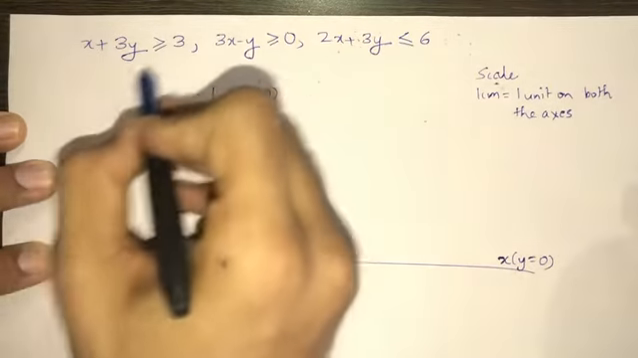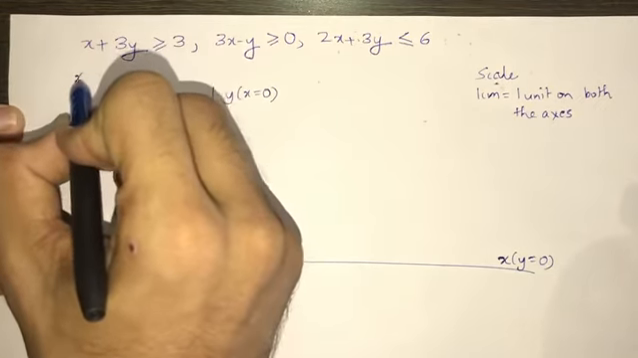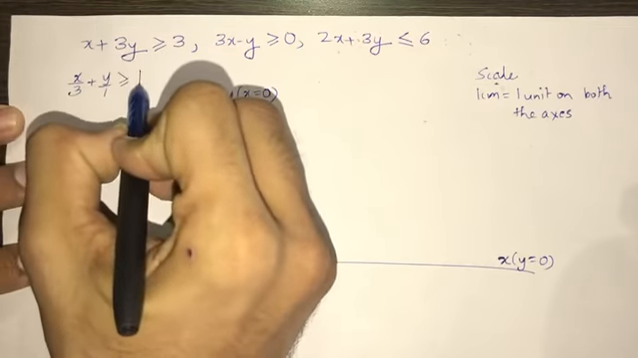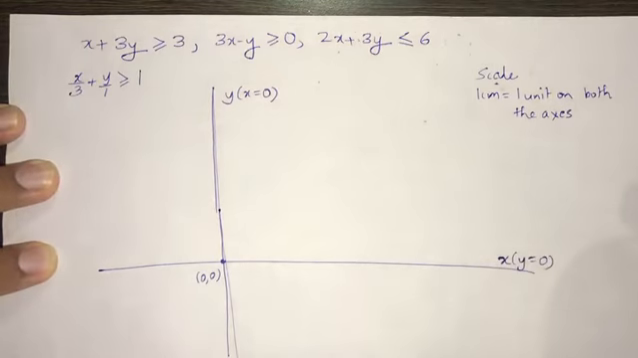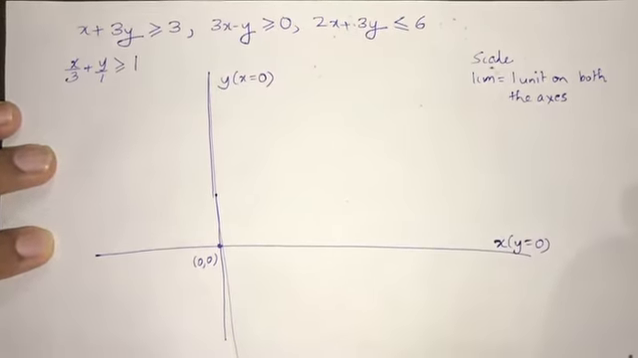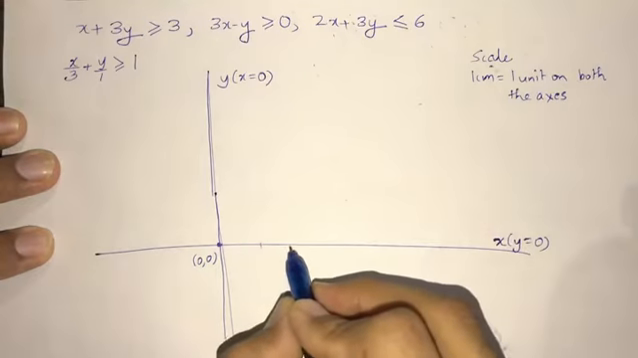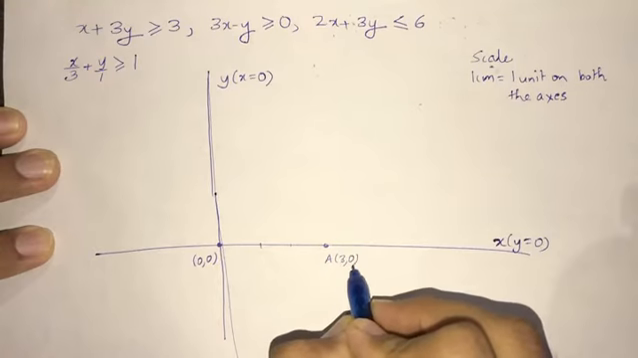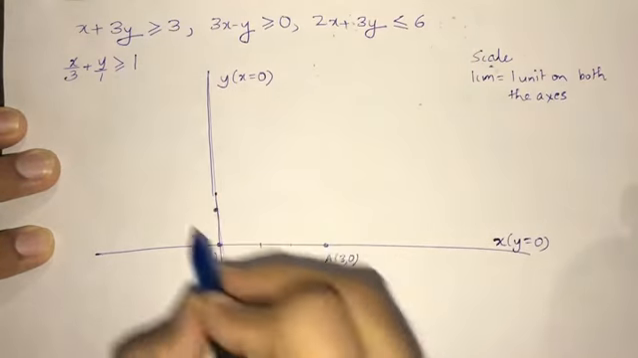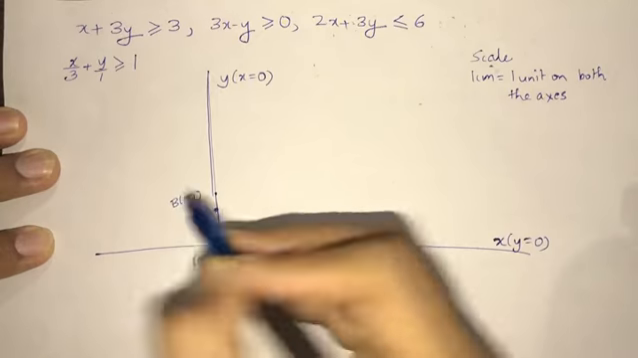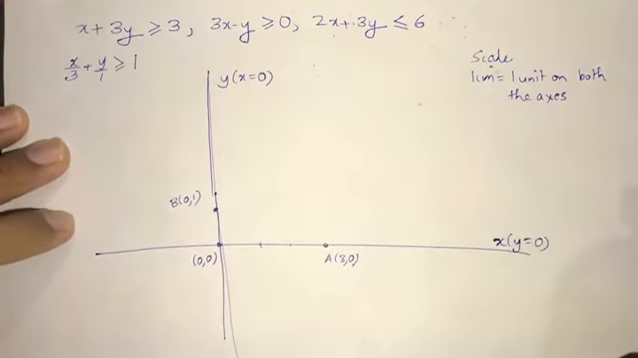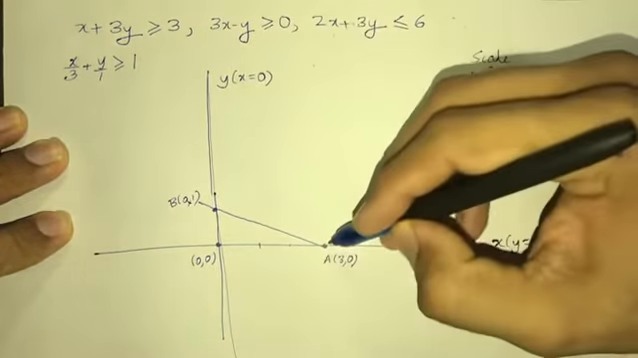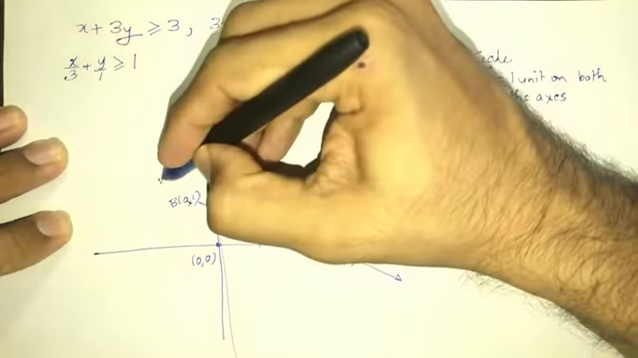Okay, the first one, when you divide by 3, we get x by 3 plus y by 1 greater than or equal to 1. So I can take 1 centimeter, 2 centimeter, 3 centimeter, A as a point which is 3, 0, and then take B as a point which is 0, 1. Then we have a straight line connecting these 2 points.